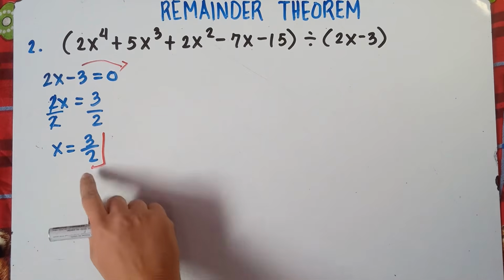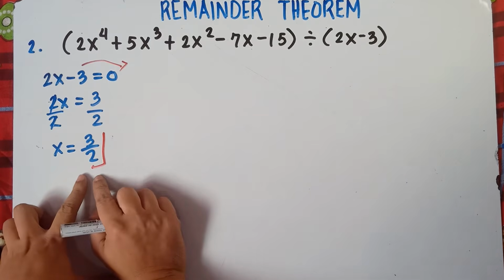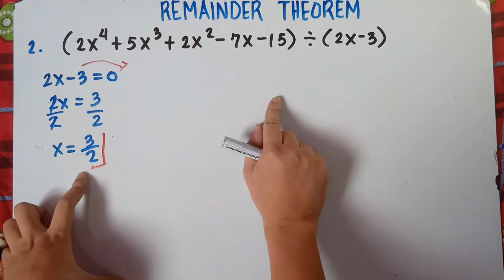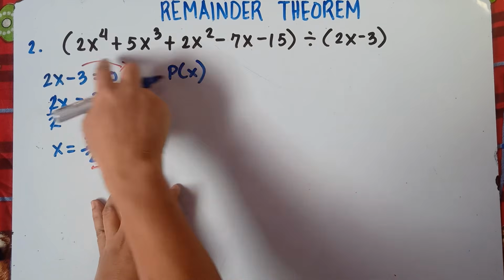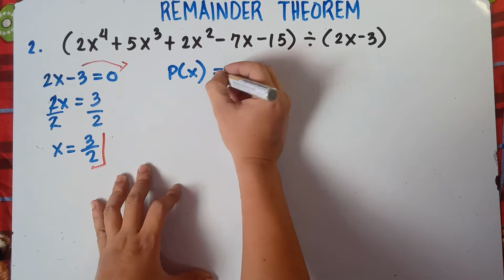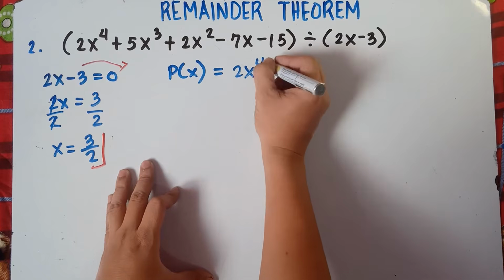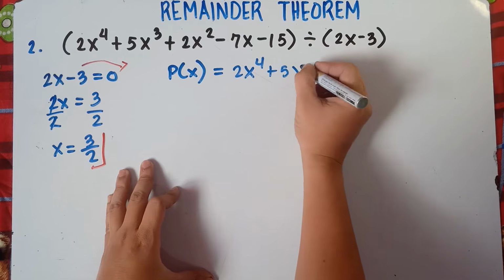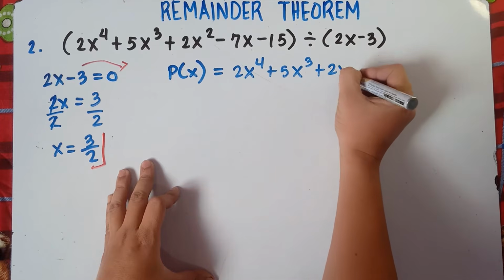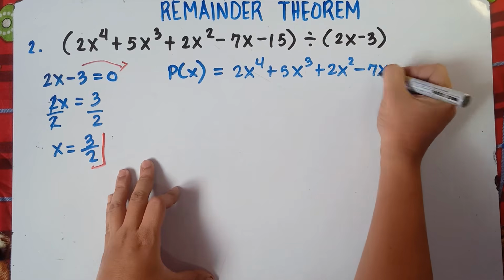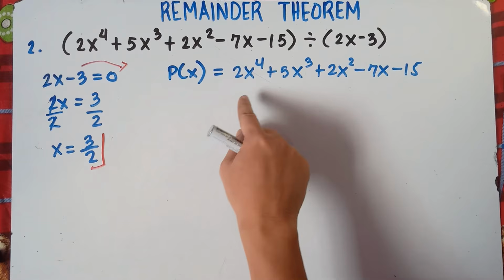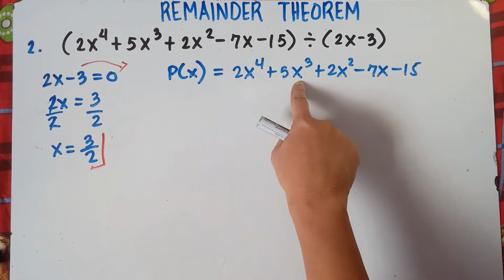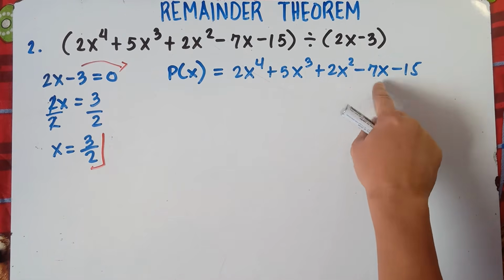Now once you get your x, you will substitute this x value into the given polynomial. So let me write this given polynomial. We have p of x equals 2x raised to the power of 4 plus 5x cubed plus 2x squared minus 7x minus 15. Next step, class, you substitute this value of x into every x: x cubed, x squared, 7x, and so on.